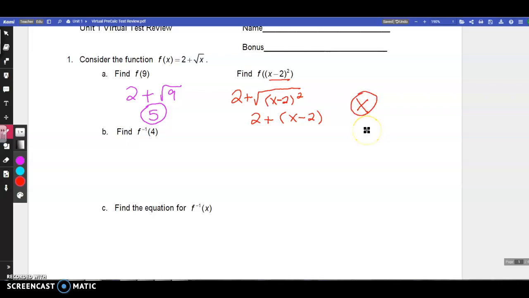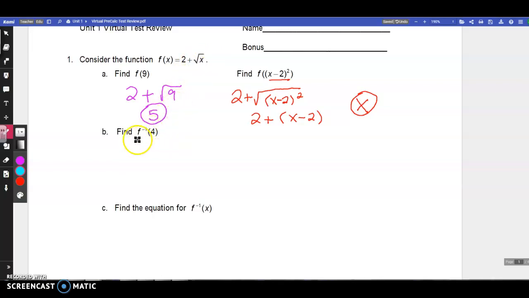All right. Now, part B, there's a couple different ways that we could do this. So f inverse of 4. When I'm looking at this, I don't have an equation for f inverse. I only have an equation for f. So I can't just take this 4 and plug it into x. Okay? So I have two options.